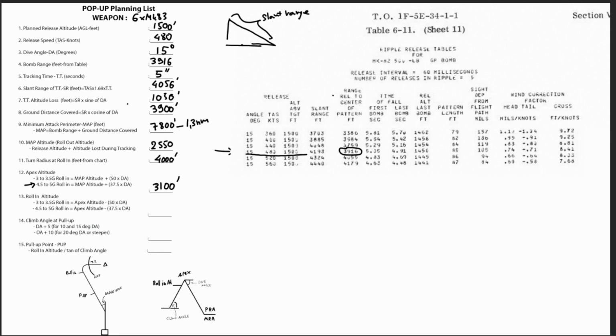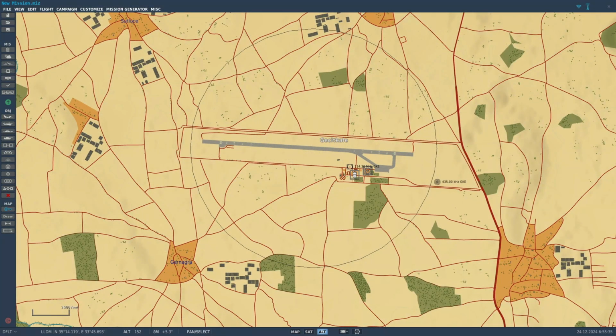Subtract from this altitude 37.5 times the dive angle, and you get the rolling altitude, the point where you start rolling and then pulling towards the target. The result is 2,500. For now, we are going to skip steps 14 and 15 because we first need to put what we have calculated on the map for the mission editor and the Kneeboard page.